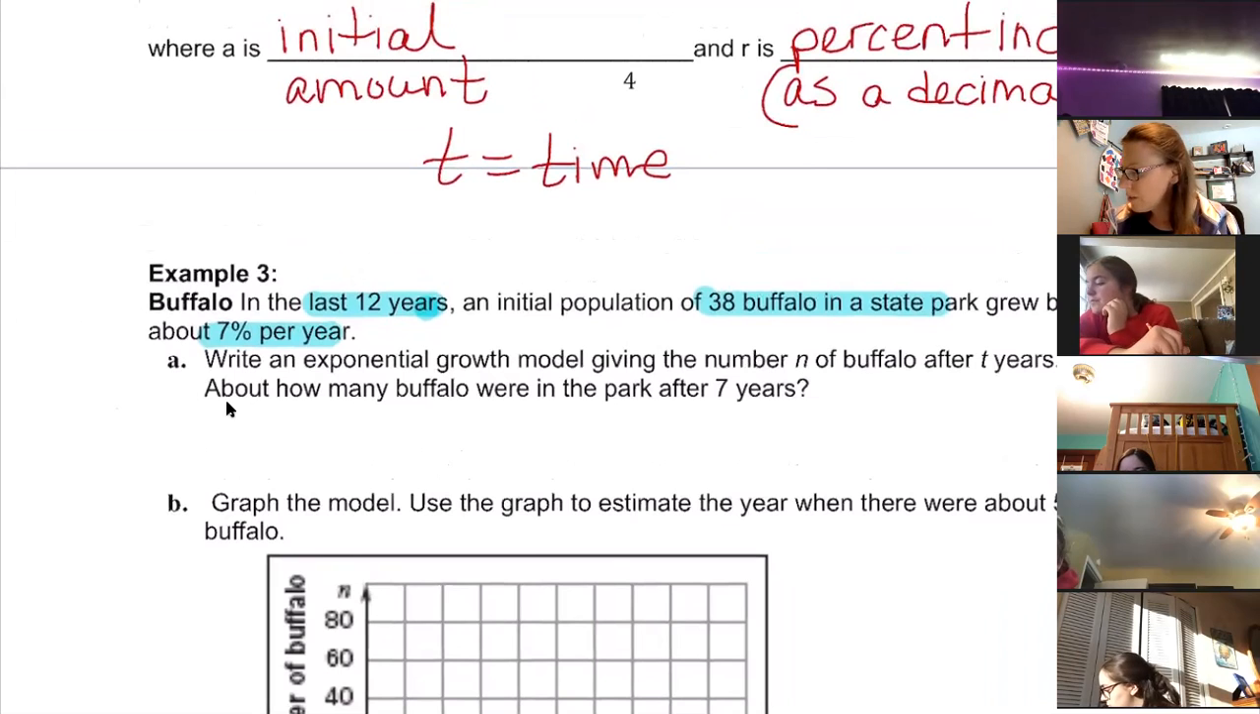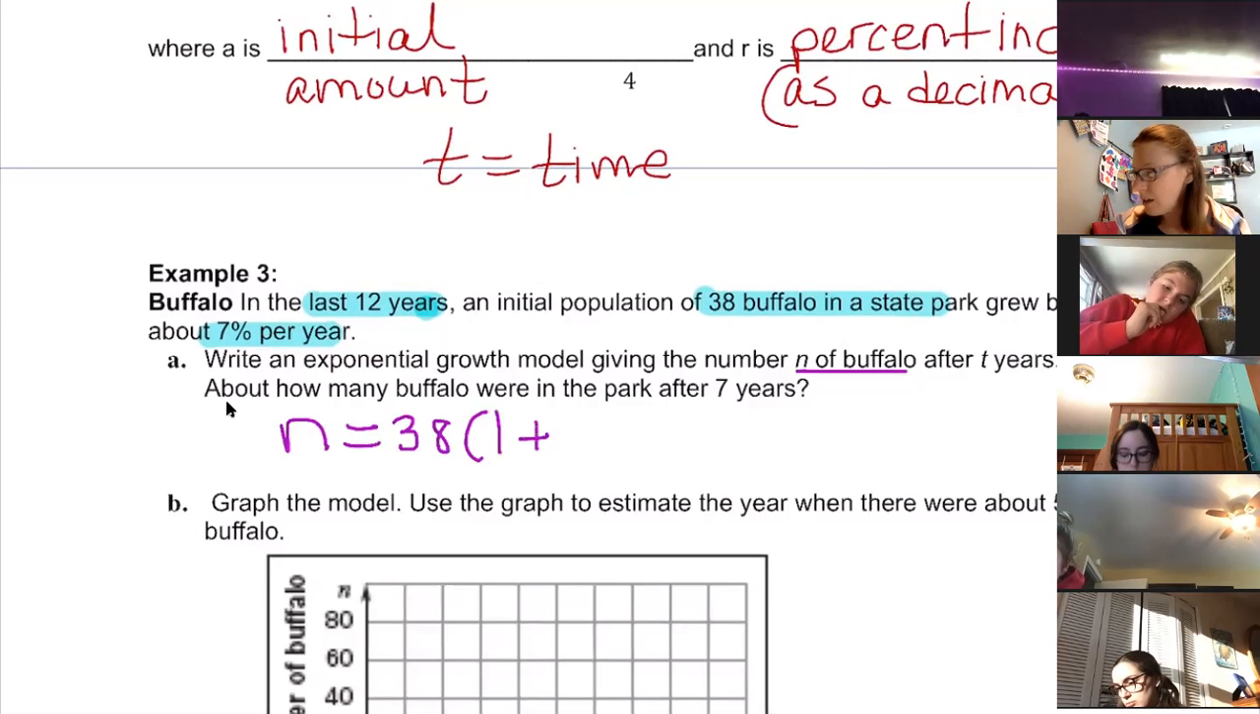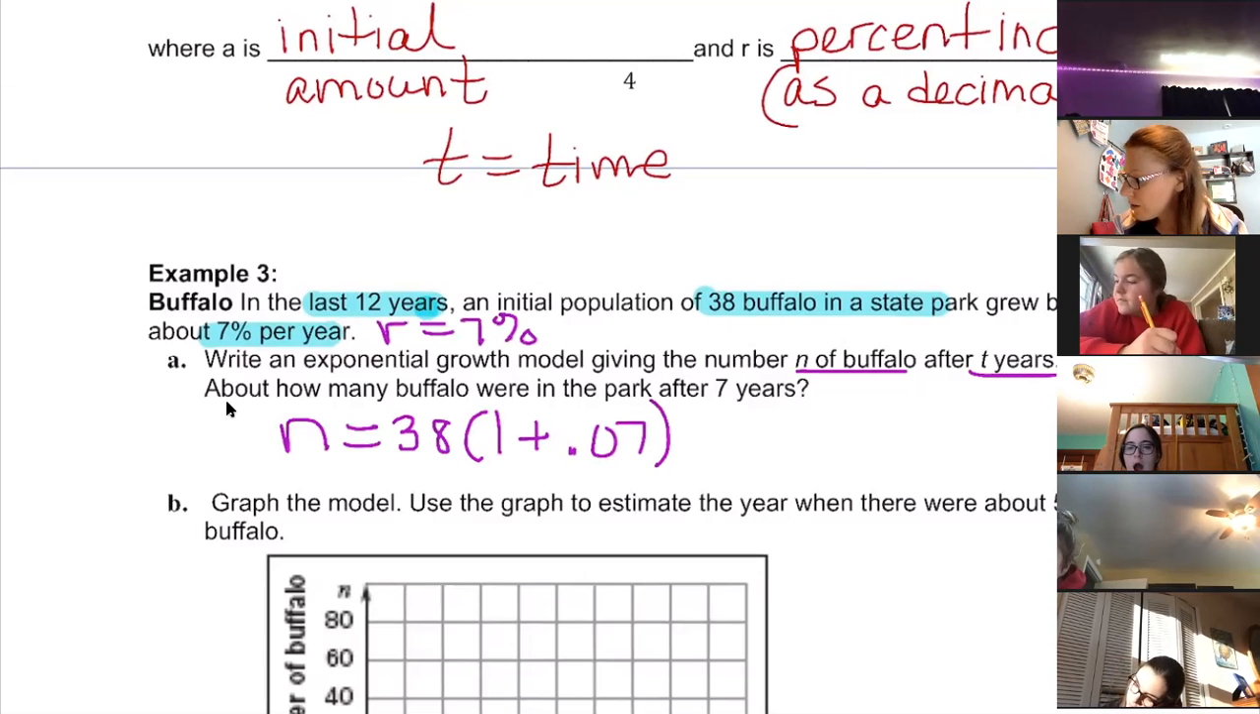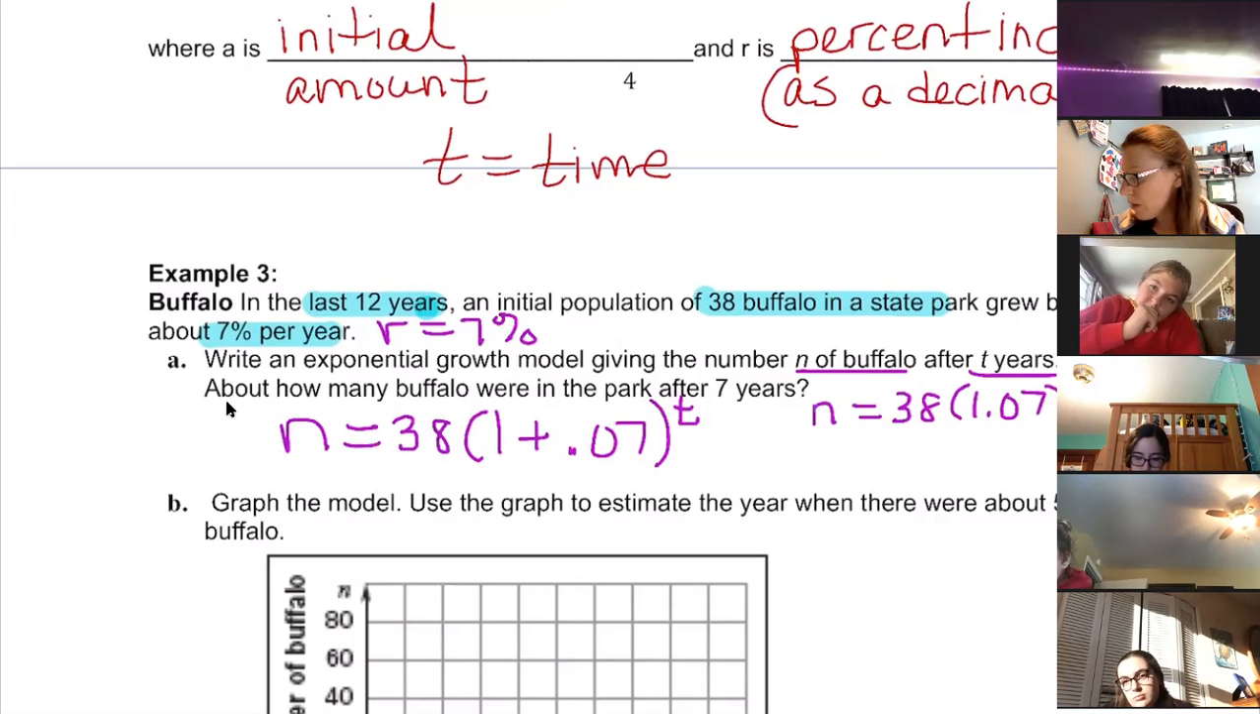So when we go to write our equation, it wants us to use n instead of y. So the number of buffalo would be equal to the initial amount. Well, we started with 38. It grew by 7% every year. Well, 7% is our R value, but we need to write it as a decimal, and that's 0.07. And then it says T for years. We're making an equation right now, so we're going to plug in T for time. So we have 38 times 1 plus 0.07, which is 1.07, to the T power. That would be my equation.